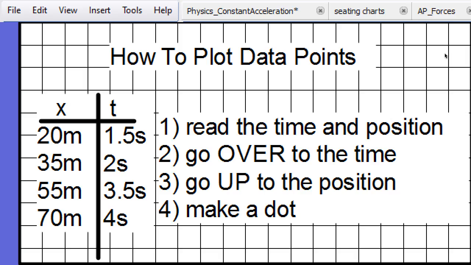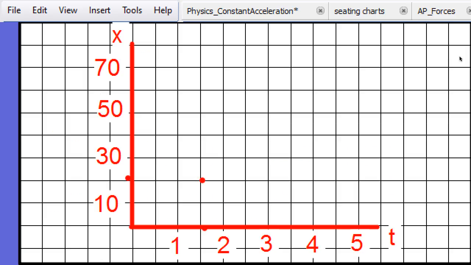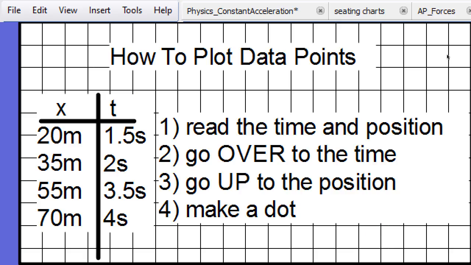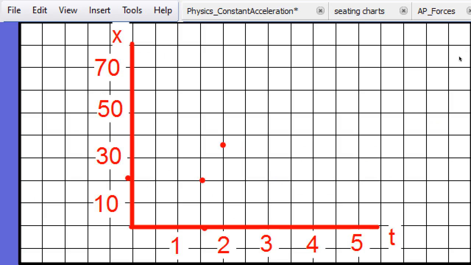Next one, 2 seconds and 35 meters. So I'm going to go over 2 seconds, go up to 35. Okay, well there's 30. The next line is 40, so I want to go in between those two lines to get 35. 3.5 seconds and 55 meters. All right, so 3, one line over gives me 3.5. Go up to the 50 mark, and then half a box more. That's a little high.